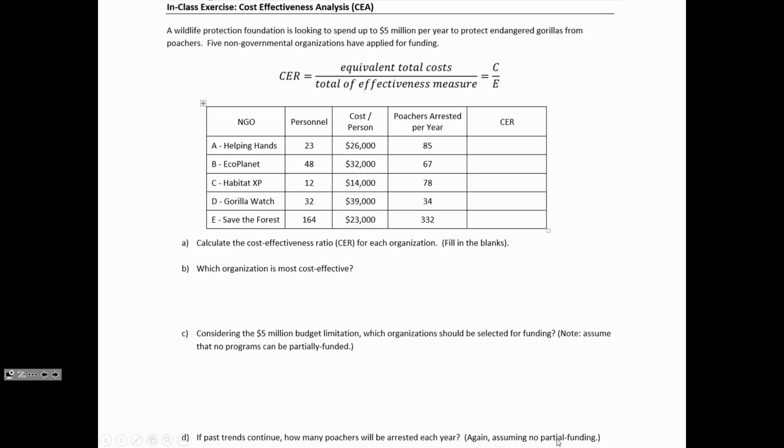All right, here is the in-class exercise for today. Now, I suggested that you should bring your computers. This one you probably can do without a computer if you don't have one, although it's going to be a lot of number crunching with the calculator.